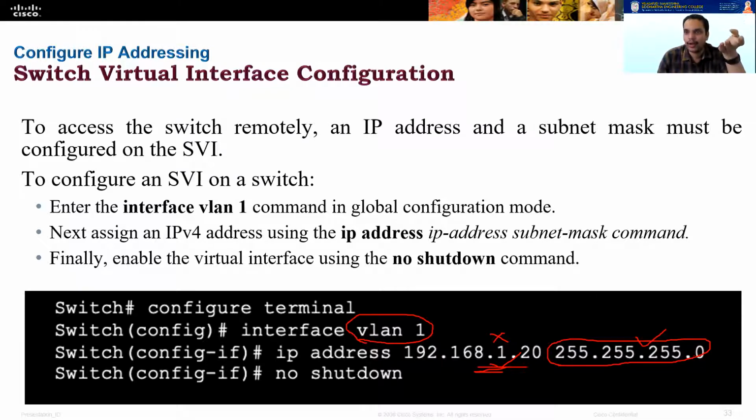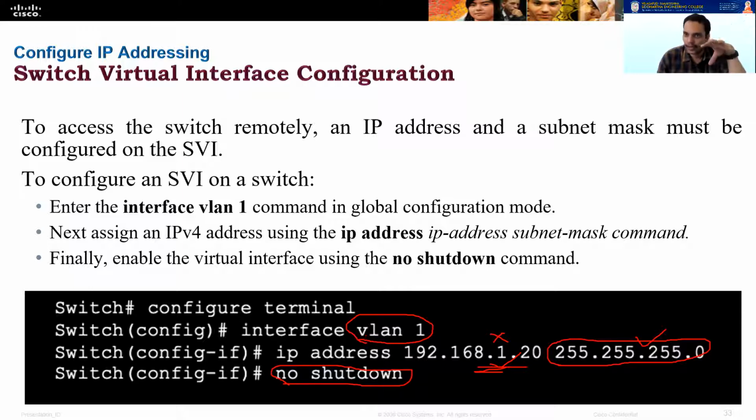Sir, how do I calculate the mask? How do I know what subnet mask to use? These things will be covered in subnetting. And finally, you have to say no shutdown. If you don't give this, the interface will be disabled.